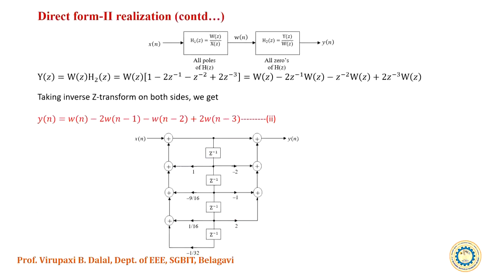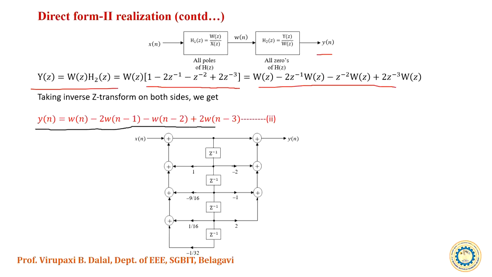Now take the second subsystem, that is H2(z), where input is w(n) and output is y(n). So we can write Y(z) is equal to W(z) times H2(z), where H2(z) is the zeros of the transfer function, that is 1 minus 2z inverse minus z raised to minus 2 plus 2z raised to minus 3. Simplifying, we'll get this equation. Now take the inverse z transform on both sides. We'll get y(n) is equal to w(n) minus 2w(n minus 1) minus w(n minus 2) plus 2w(n minus 3). Now using equation 1 and 2, we can draw the structure which is shown here.